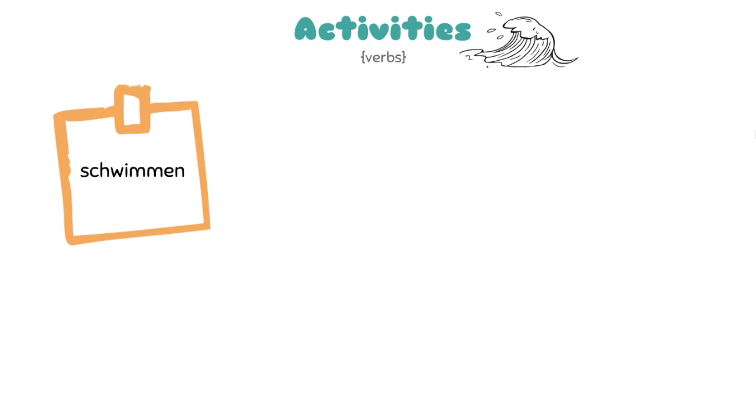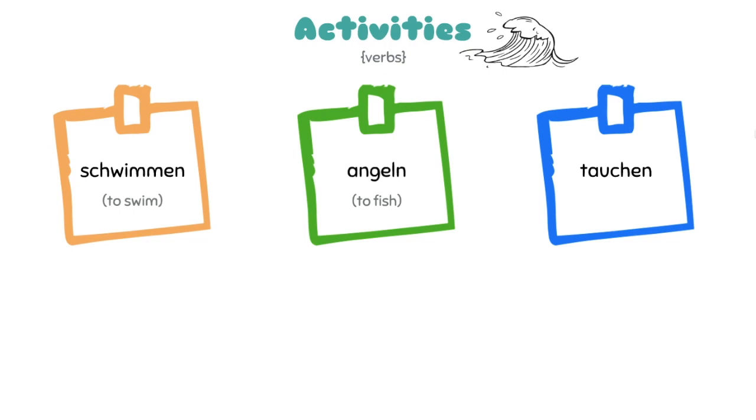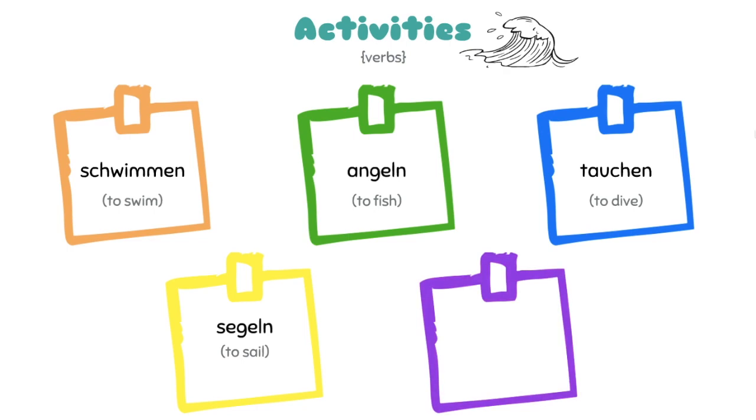Let's have a look at vocabularies which describe different activities. First, we will look at verbs which are related to water. The first verb is schwimmen, which is to swim. Next, angeln, which can be translated as to fish. Tauchen, which is to dive. Segeln, to sail. And surfen, to surf. Schwimmen, angeln, tauchen, segeln, surfen.